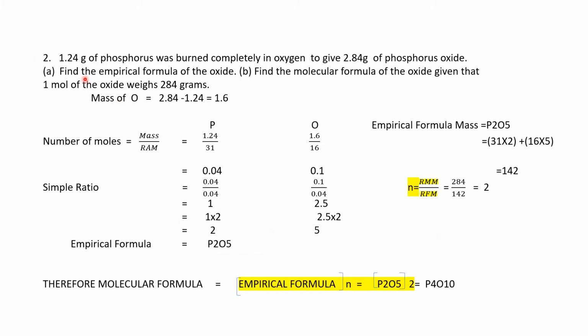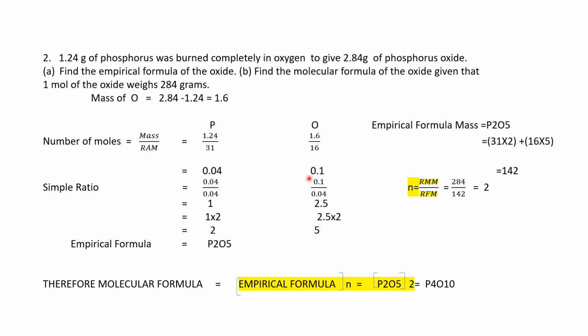In this particular sum, 1.24 grams of phosphorus was burned completely in oxygen to give 2.84 grams of phosphorus oxide. So from this we can calculate the mass of oxygen, which is equal to 2.84 minus 1.24 equal to 1.6. Knowing the mass of phosphorus and the mass of oxygen, we can calculate the number of moles of each of the elements. Number of moles is equal to mass divided by relative atomic mass, which is equal to 1.24 divided by 31 and 1.6 divided by 16, which is equal to 0.04 here and 0.1.